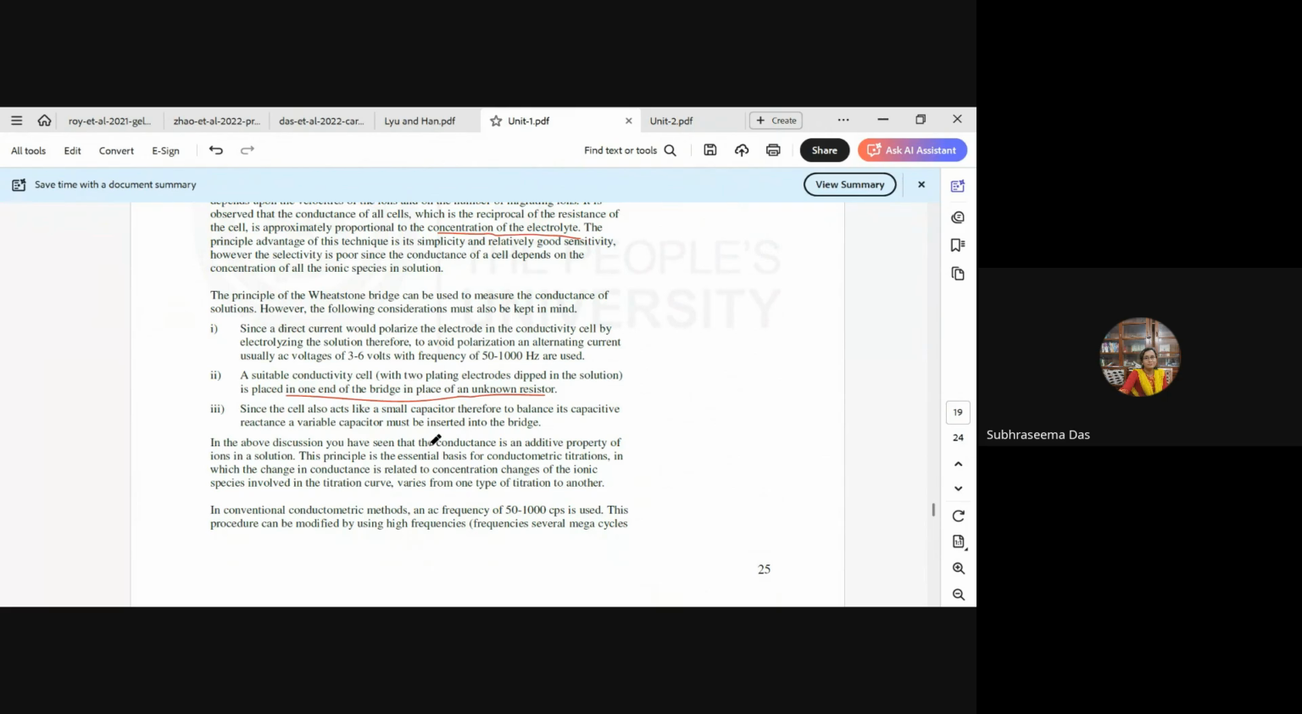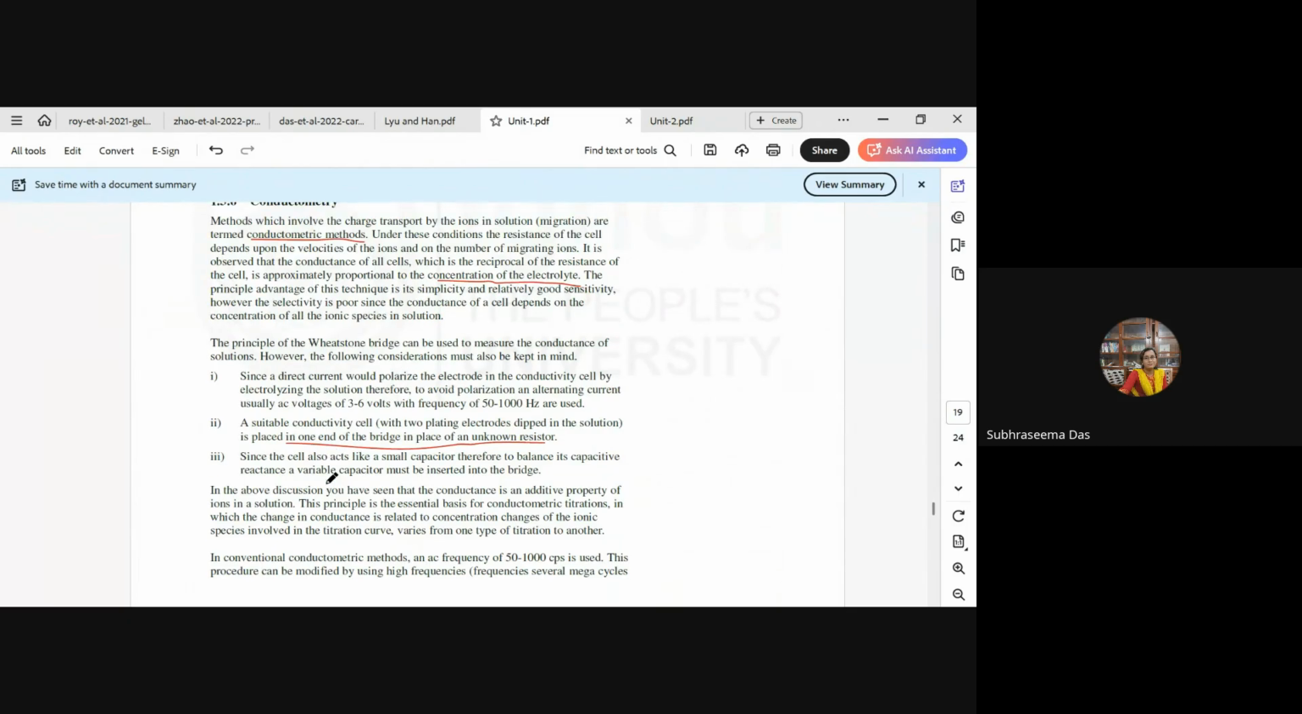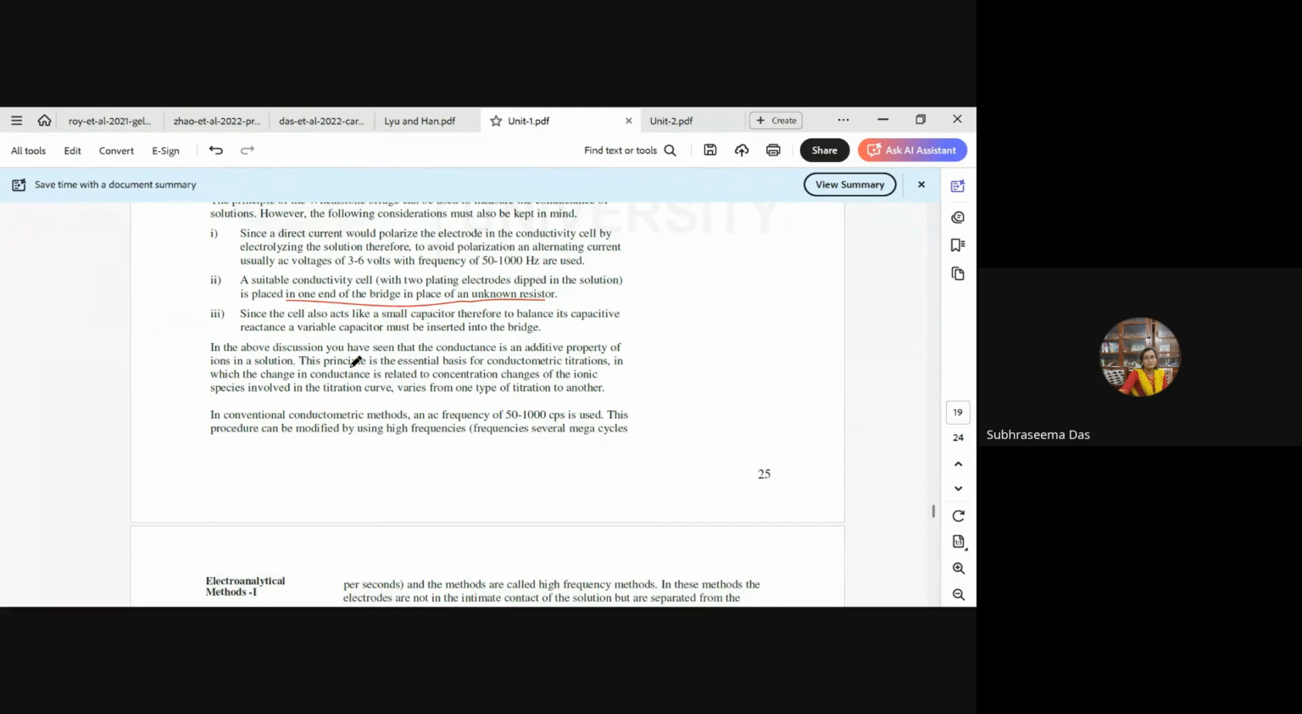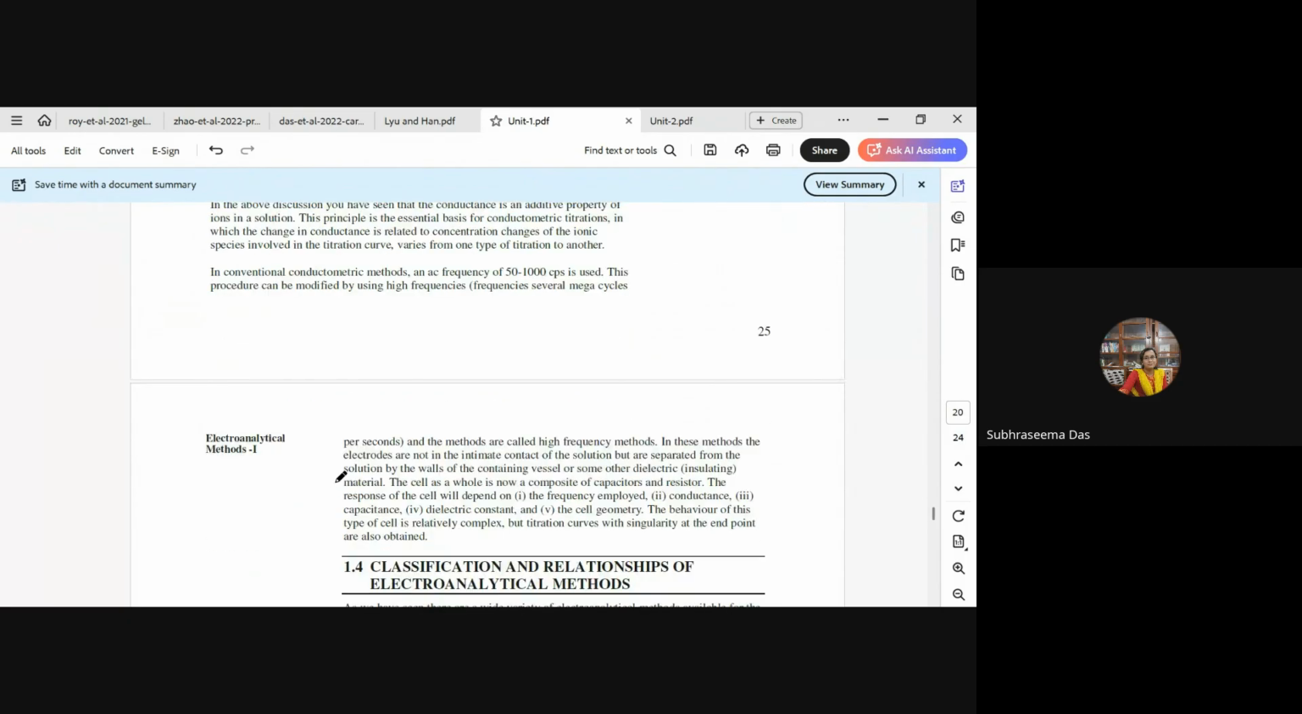So these are some of the conditions that we need to know while working with a conductometer. Here, in conventional conductometric methods, an AC frequency of 50 to 1000 CPS, that is cycles per second, is used. This procedure can be modified by using higher frequencies, and these methods are called high frequency methods.